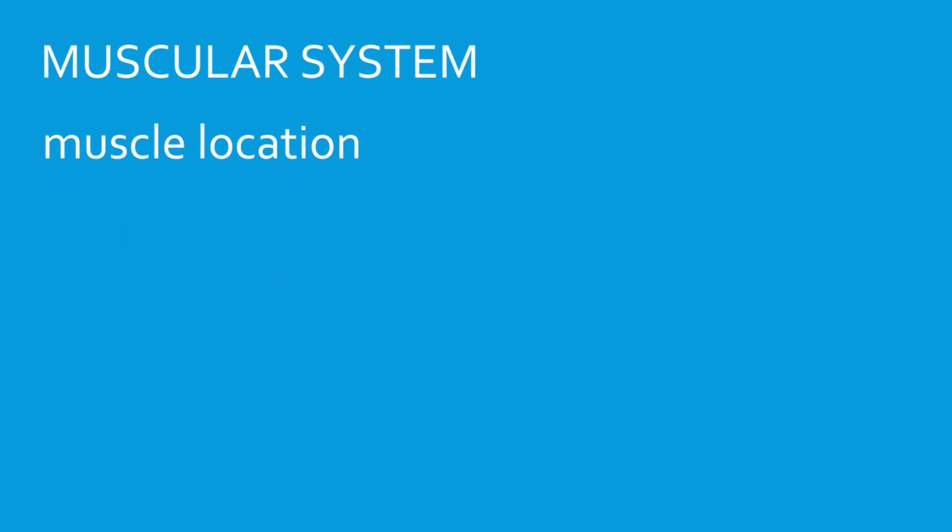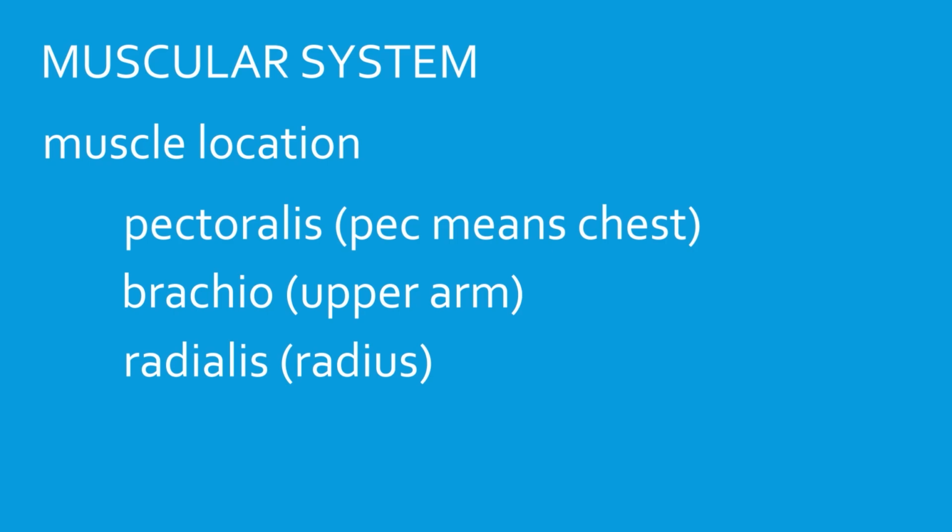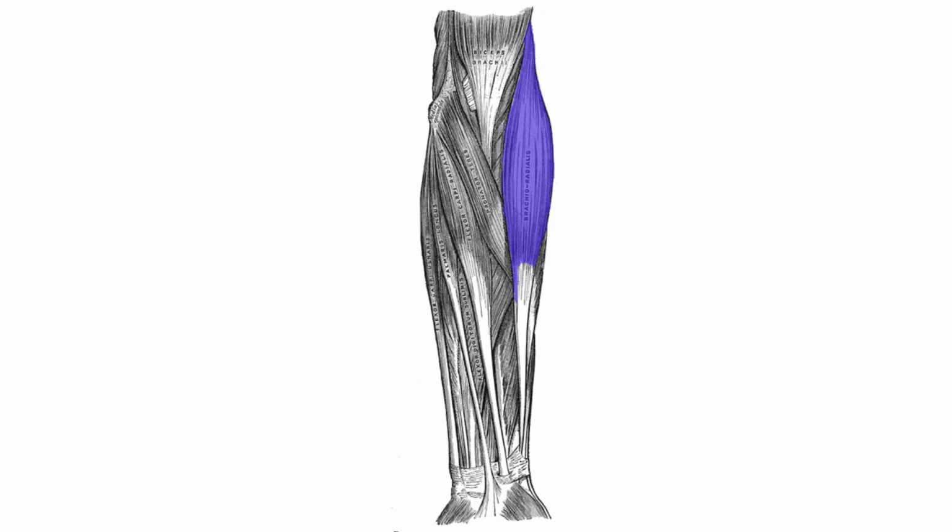Muscles are also named according to location. The pectoralis, which pec means chest, just like on a fish. Brachio means upper arm, so when you see a muscle called brachioradialis, you know it has something to do with the upper arm. Radialis means it has something to do with the radius, which is a bone, so brachioradialis originates on the upper arm or the humerus and inserts on the radius.